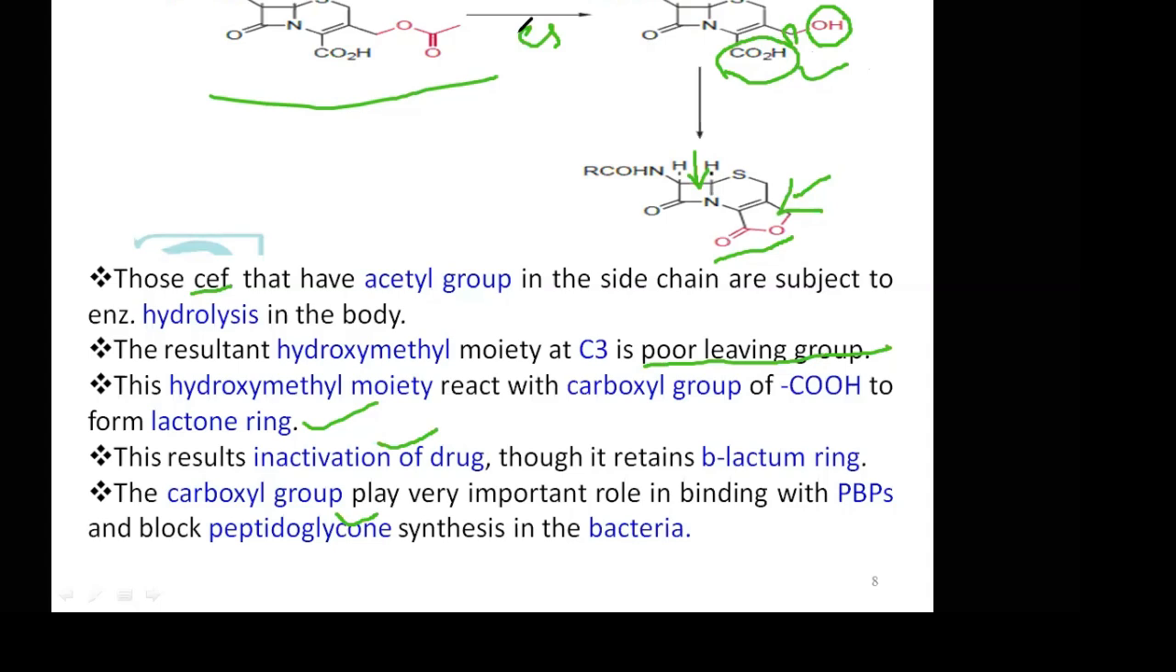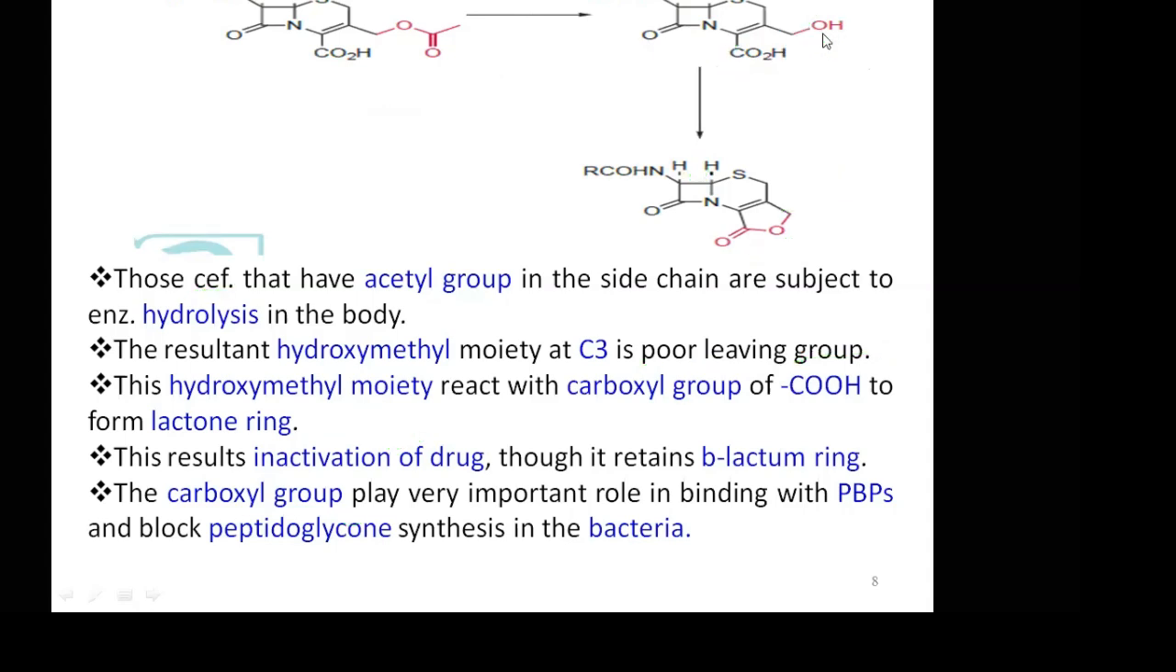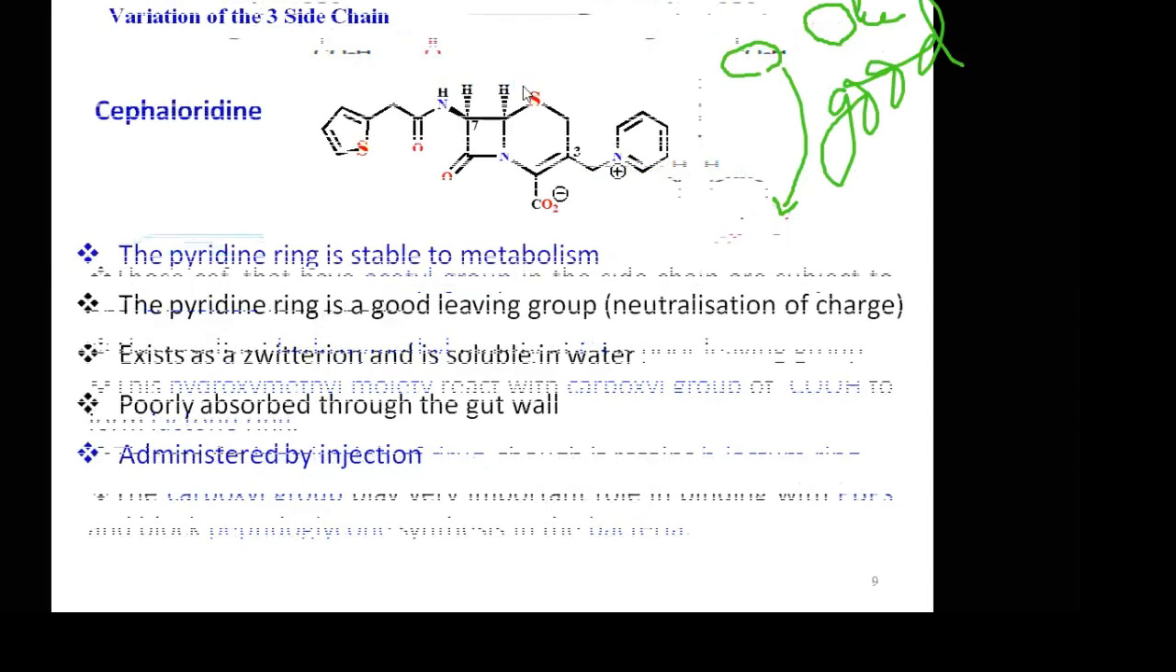So how did they overcome this problem? The hydroxyl group is a poor leaving group and it cannot go out of the reaction. It stays for a longer time, reacting with this carboxylic group and forming a lactone ring. So we need a good leaving group, so that even if it forms, it should go out. That was the strategy. Let us see what they did.